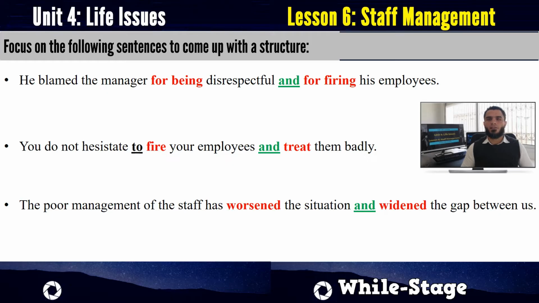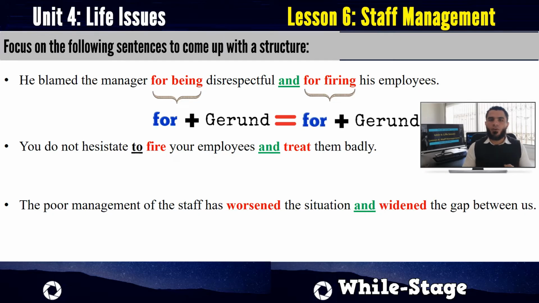Focus on the following sentences to come up with the structure. The first sentence is, he blamed the manager for being disrespectful and for firing his employees. As you can see, we have the conjunction and in green and two words in red, which are for being and for firing. The second sentence is, you do not hesitate to fire your employees and treat them badly. Again, we have and in green and two words in red, which are fire and treat. In this example, we have the infinitive form.